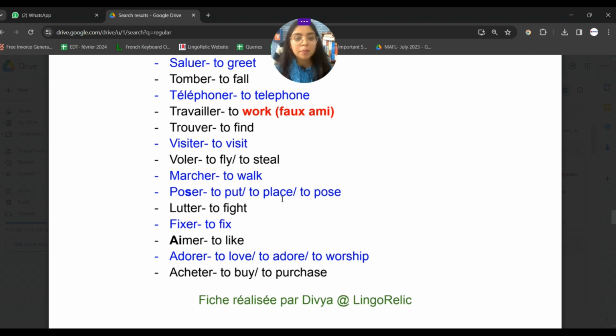Marcher, to walk. Poser, to put or to place or to pose. Lutter, to fight. Fixer, to fix. Aimer, to like. Adorer, to love, to adore or to worship. Acheter, to buy or to purchase.